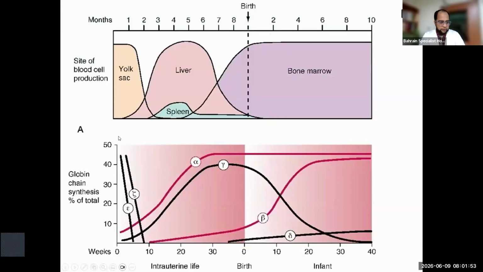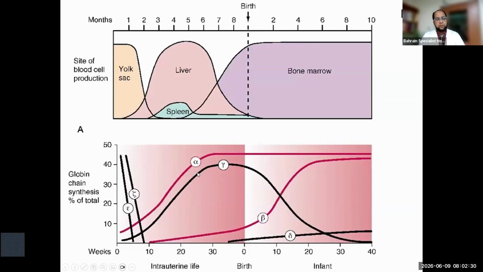As we know, during the intrauterine life, the yolk sac is the major production source for RBC, and the globin chains that are produced are epsilon and zeta, and the hemoglobins that are derived are called Gower and Portland. From which, further, the hematopoiesis is carried out by liver and spleen during the fetal life, and as we know, the majority of the fetal hemoglobin is HbF, which comprises of alpha 2 chains and gamma 2 chains.